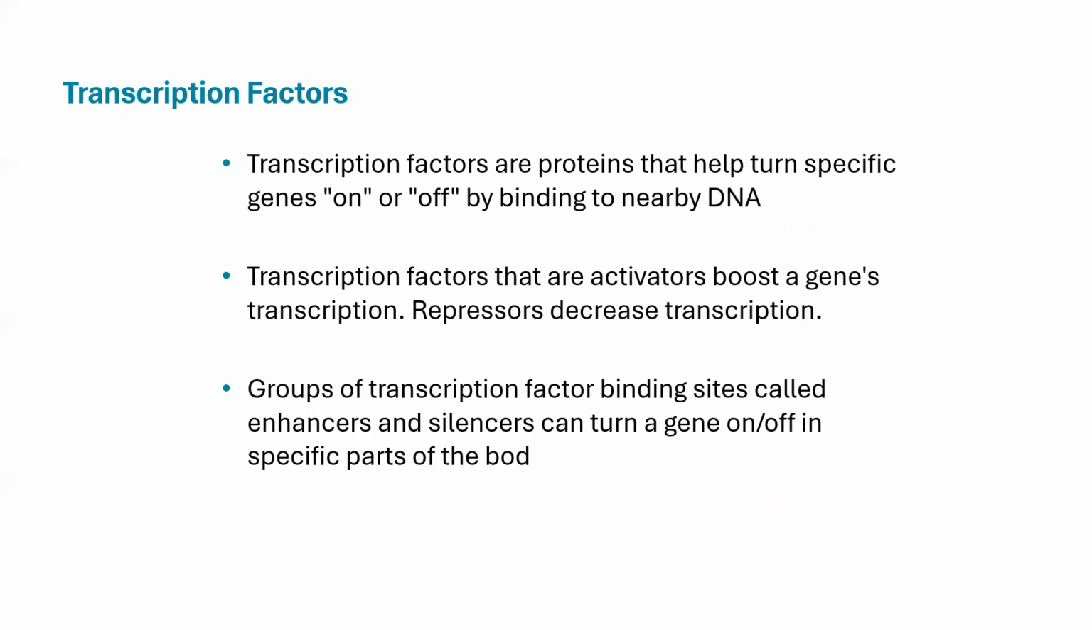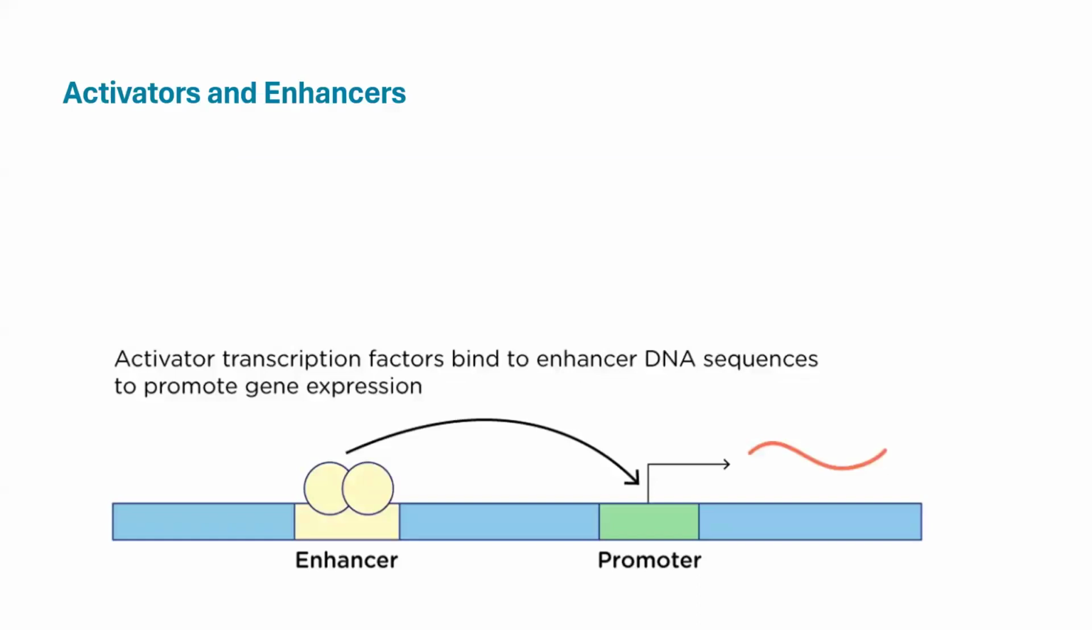All right, so transcription factors, as I mentioned, are these proteins that help turn genes on or off. The activators can boost transcription while repressors decrease it. And then enhancers are sites that bind activators, and silencers are sites that bind repressors. So let's talk a little bit more about the activators.